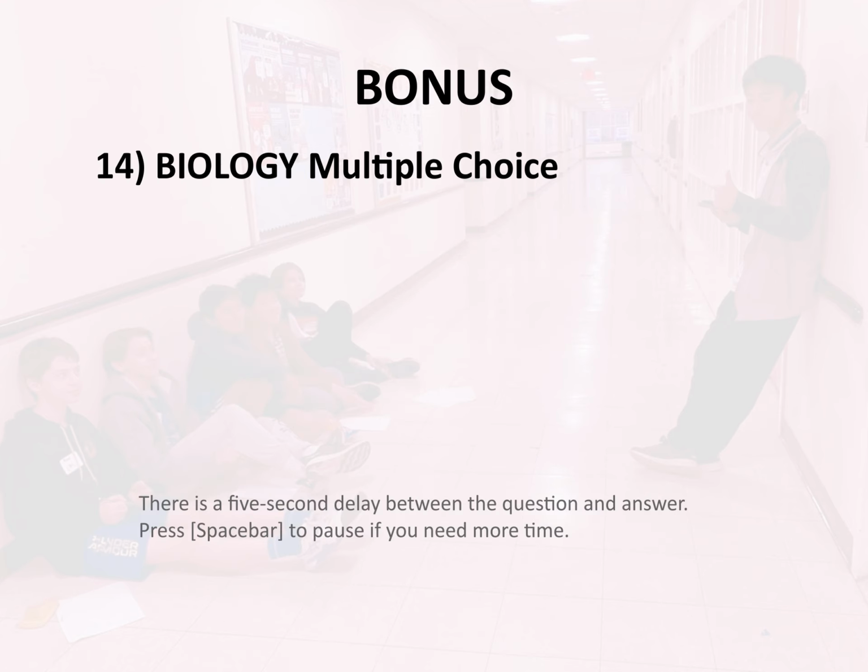Bonus 14. Biology. Multiple choice. What location in a seed is equivalent to the embryonic leaf? W. Radicle. X. Cotyledon. Y. Hypocotyl. Z. Epicotyl.